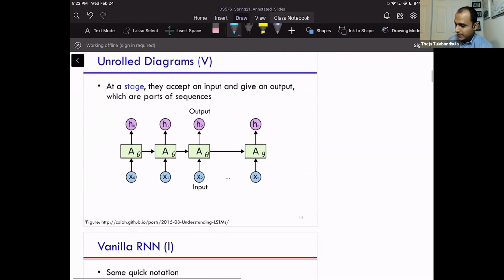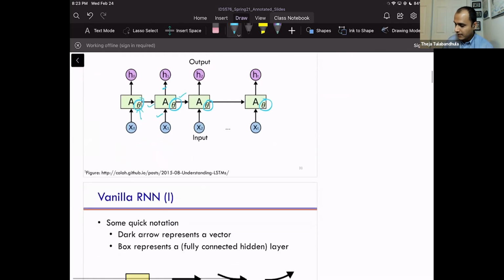So as I said, at any stage, they accept input and potentially produce one or two outputs, and as I said earlier, this is the same function. Let's say you have trained an RNN, which just means that you have fixed the theta. Then it's the same function being applied like 10 times if you have a 10 length sequence. That's all. Just repeating that point.